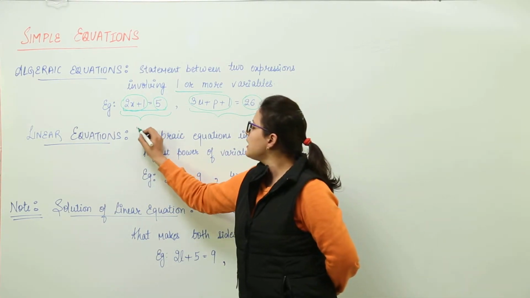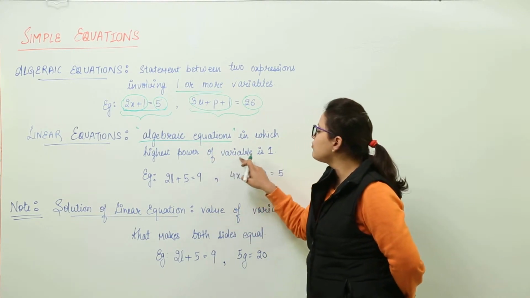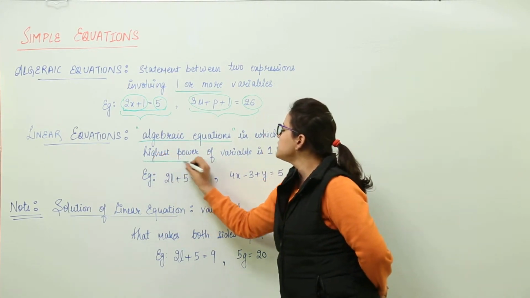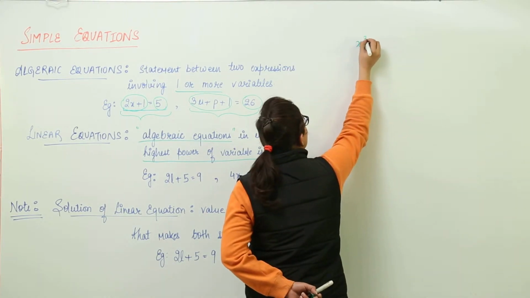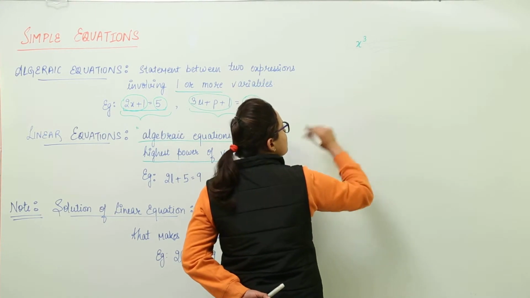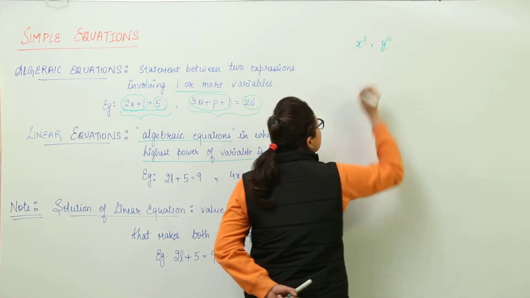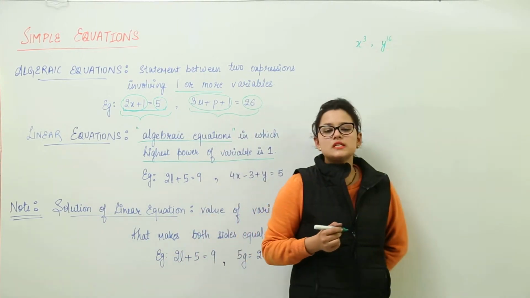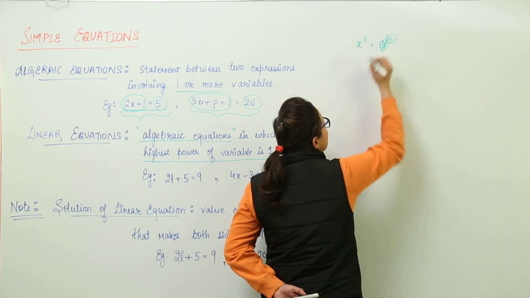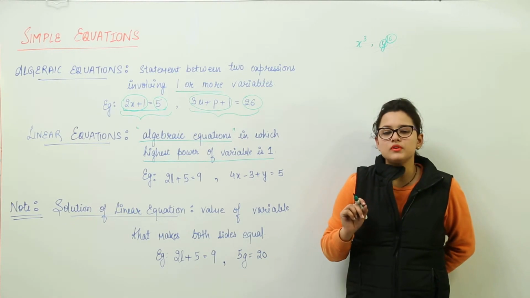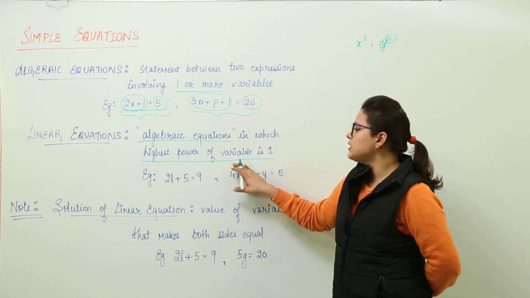Now what are linear equations? Linear equations are algebraic equations only, but in which the highest power of the variable is 1. Now please pay attention, what do you mean by highest power? If I ask you what is the power of the variable in this, the power of variable x is 3. If I ask you what is the power of this variable, the power of this variable is 16, right? You are familiar, this is the base and this is the power. So we have to consider the power of the variable in the algebraic expression. Now the highest power of the variable should be 1.